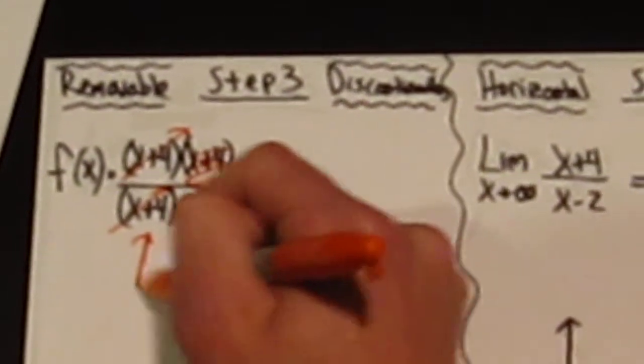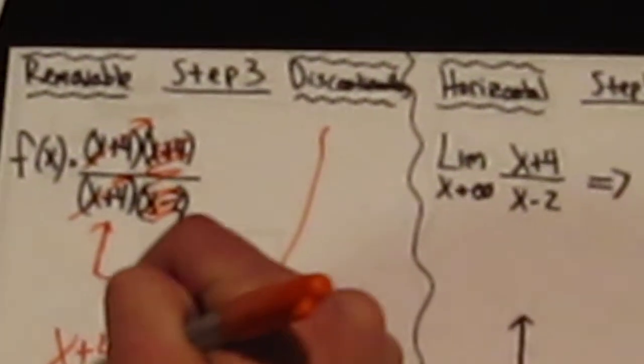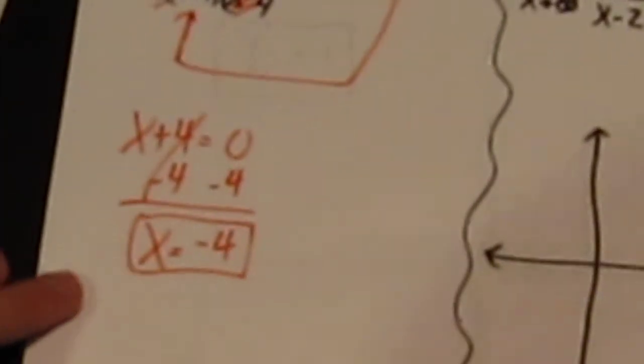Next step is the removable discontinuities, which you already did. So this is the simplified function. The ones we crossed out were x plus 4. So we're just going to take these. We're not going to worry about these, because these are our removable discontinuities. And we're just going to set this equal to 0, and that's going to equal the same thing as our x-intercept. So those are our removable discontinuities.